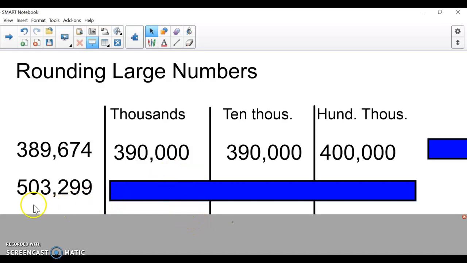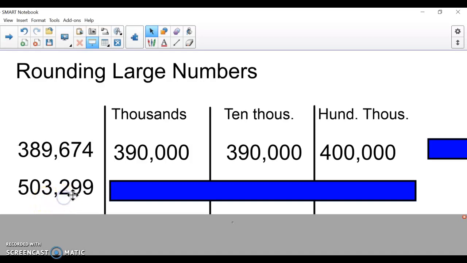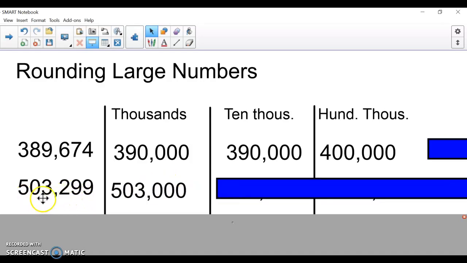All right, so now let's start with 503,299. And what we're going to do is we're starting in the thousands, so that's the 3 here, and I look next door, 1. Ooh, that's a 2. That's a small number. So that means that that 3 stays the same, and everything else now is going to be a 0 after that. So watch what that becomes. So 503,000.